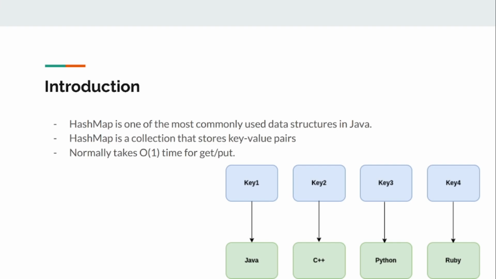which are also strings. Inserting data into the hash map is a put operation, and getting data back from the hash map is the get operation, and it normally takes O(1) time. Sometimes it takes more than O(1), and we'll see those cases, right?